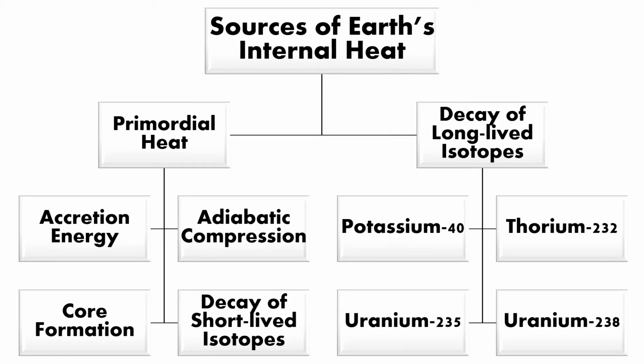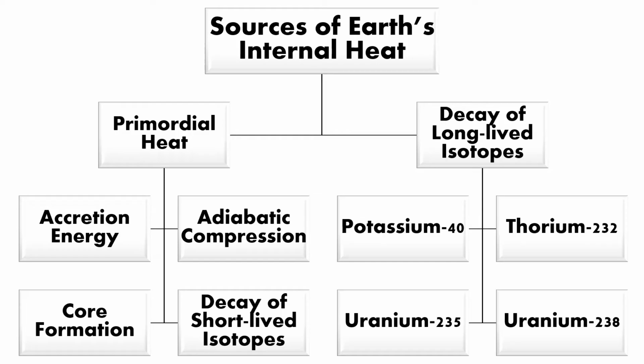Scientists have identified two main sources of the Earth's heat. First is the primordial heat. So this heat resulted from the processes that happened during the Earth's formation, meaning to say, the primordial heat is caused by the formation of our planet 4 billion years ago, and this is a result of the clumping together of different materials. So this primordial heat involves accretion energy, adiabatic compression, core formation, and the decay of short-lived isotopes.